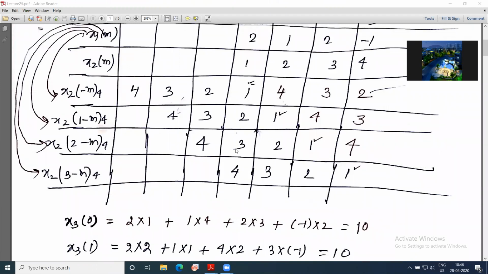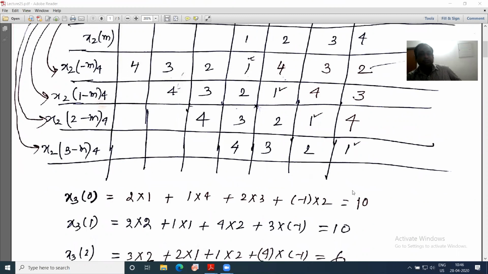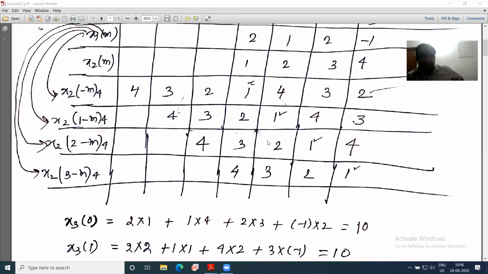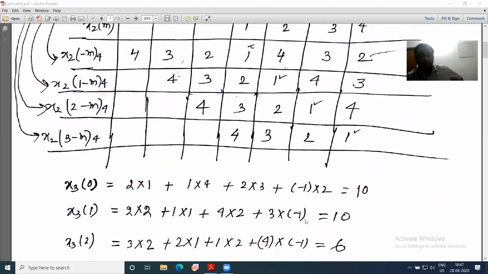Then I will multiply 2 multiplied by 1, 1 multiplied by 4, 2 multiplied by 3, minus 1 multiplied by 2. That gives you 10. Next, x1 of m will be multiplied by x2 of 1 minus m. So 2 will be multiplied by 2, 1 will be multiplied by 1, 2 will be multiplied by 4, minus 1 will be multiplied by 3, like that.